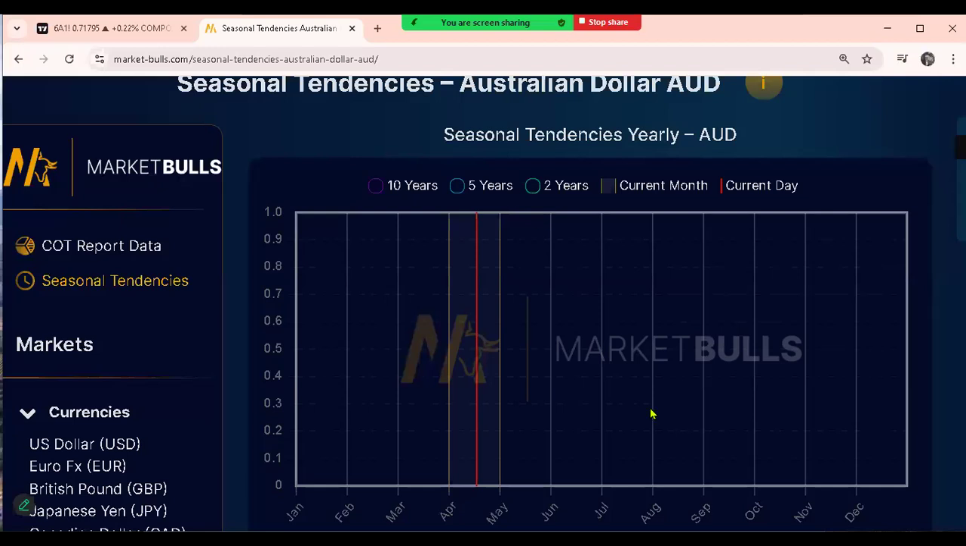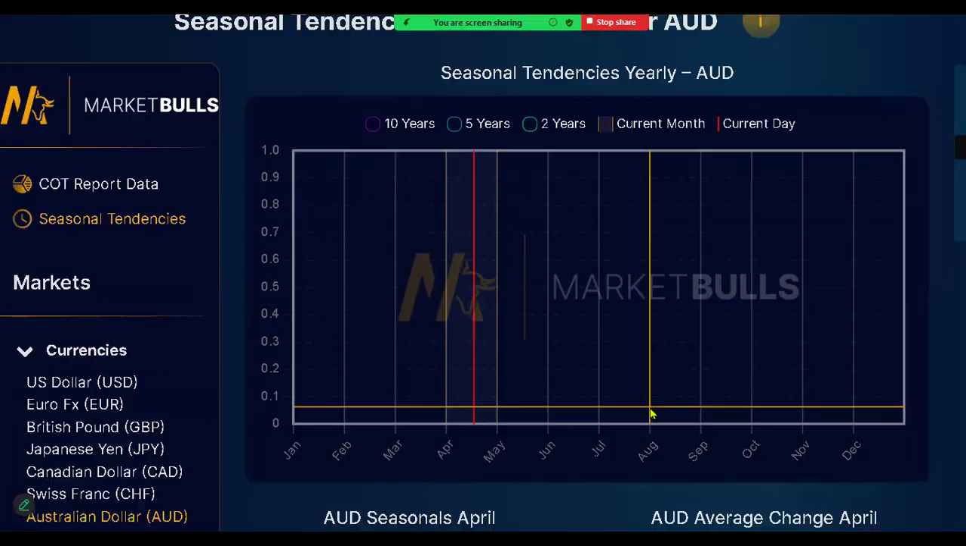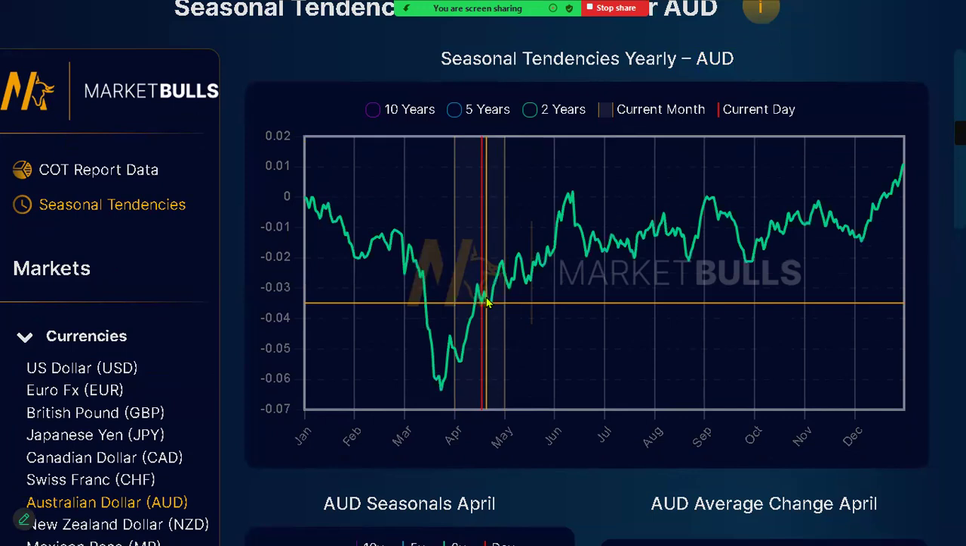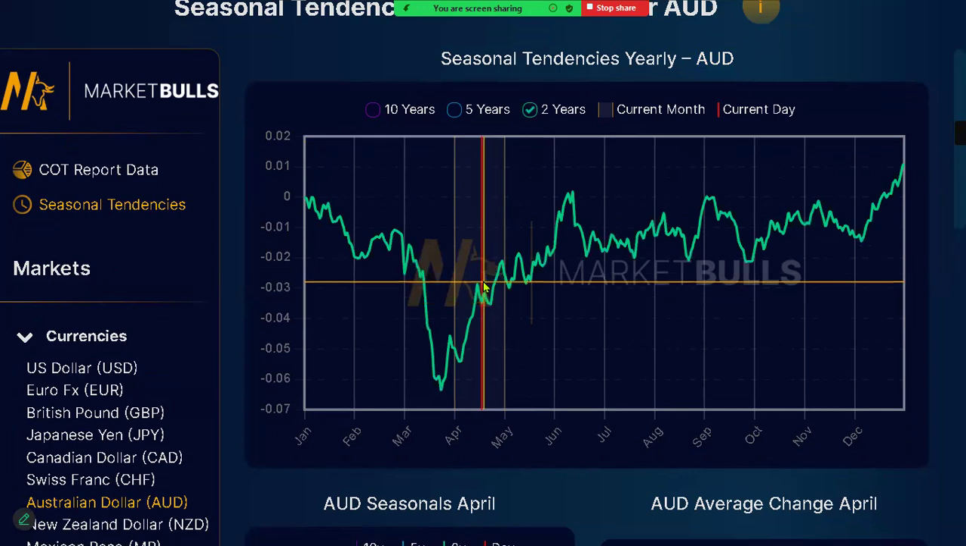So guys, here we're going to look at the seasonality of the market. Currently, if you look up here, I'm having the AUD, which is Australian dollar. So we want to see where it is expected to go according to the seasonality tendency, or what we call the seasonal cycle. We look at the 2 years seasonality, right? I see the AUD is being projected in 2 years' time. You see, we are looking forward for it to drop.